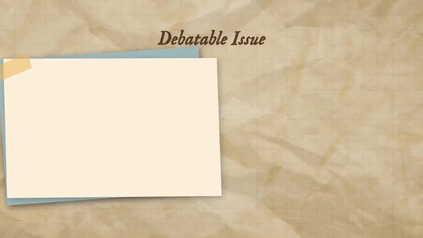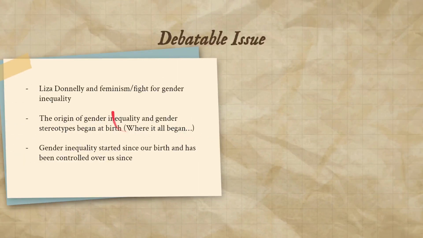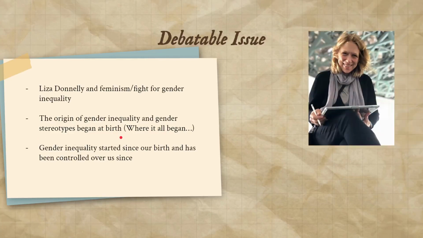Let's now talk about the purpose of this comic. What is the issue faced here? In this case, the author uses this comic to symbolize her fighting against gender inequality. More specifically, this comic represents the origin of gender inequality, showing where it all begins. According to the author, gender inequality starts at birth and is being controlled over us since then.